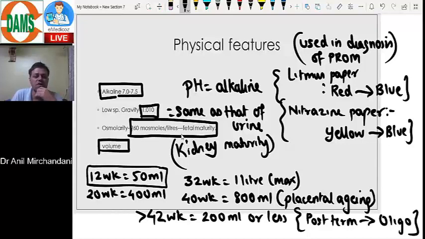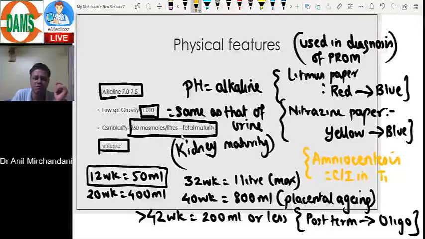So there is a procedure called amniocentesis, which should never be done in the first trimester. So I'll write here, amniocentesis is contraindicated in the first trimester. Why? Because fluid is very less. If fluid is less and you are removing fluid, then there will be complications to the fetus. So remember, amnio should not be done in the first trimester.